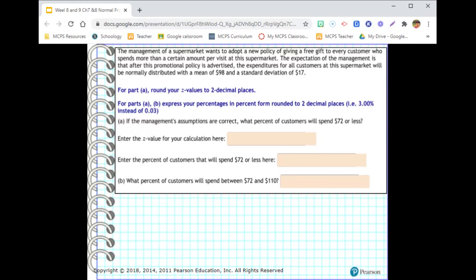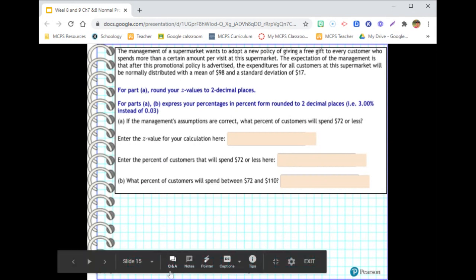And then the between: what percent of customers will spend between $72 and $110? Second vars, normal CDF, the lower is 72 and the upper is 110. Then you have your mean and standard deviation. You have 9.68%. Correct. That's right. All right, let's see the next question.